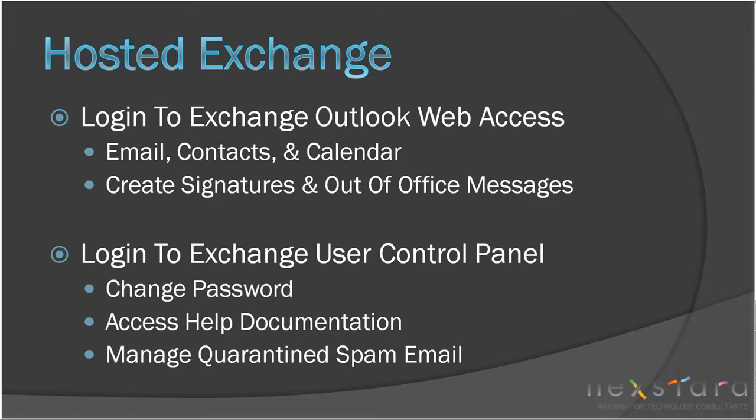First, we will demonstrate how to log in to the Exchange Outlook web access page. From there, you can check your email, manage your contacts, and view and edit your calendar events. We will then show how to set up email signatures and out-of-office messages. Then we will move on to introduce the Exchange User Control Panel that allows you to change your password, access helpful documentation, and manage your spam email messages.